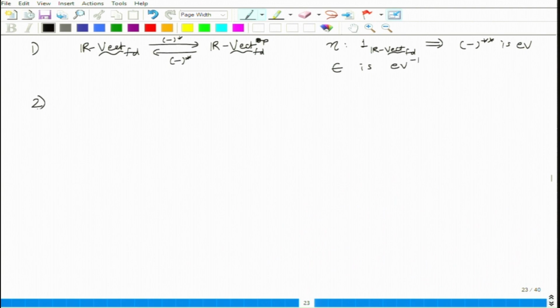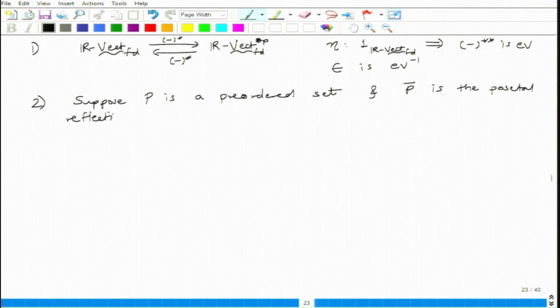Okay, so let's look at another example. Suppose P is a preordered set. This was our original motivating example. P is a preordered set, and P bar is the posetal reflection.